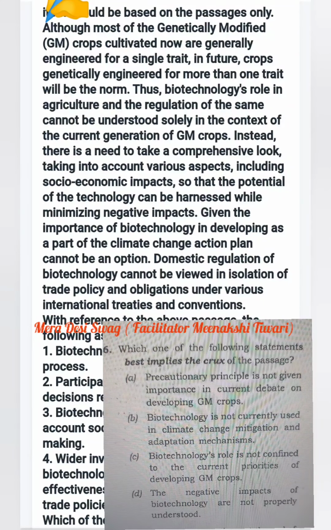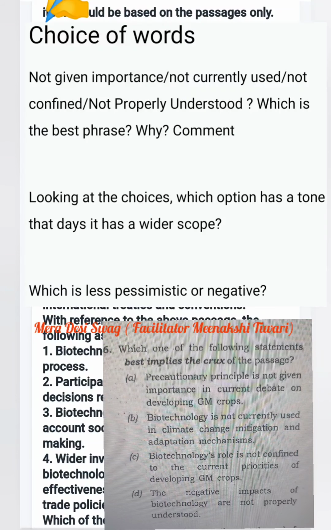Now, today's question is, which one of the following best implies the crux of the passage? क्या crux है? Precautionary principle is not given importance in current debate on developing GM crops. Not at all. कैसे कह सकते हैं that not at all it is given an importance. Option number 2, biotechnology is not currently used in climate change mitigation and adaptation mechanisms. बताएं.